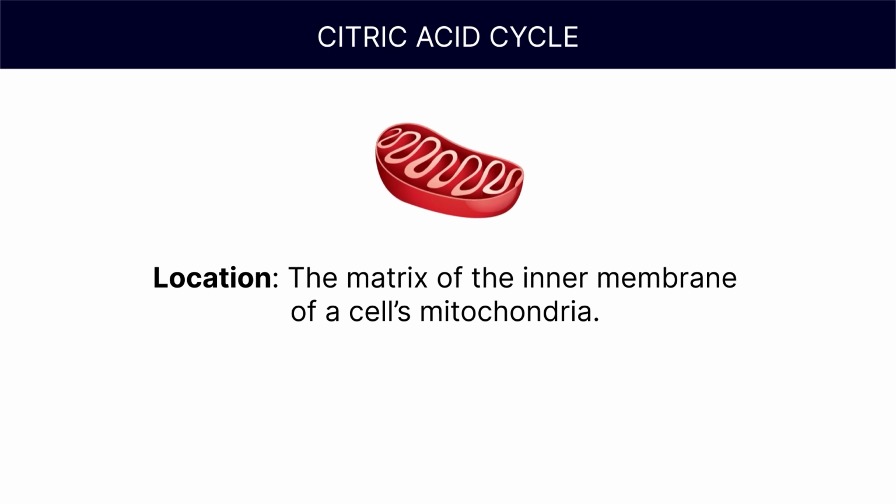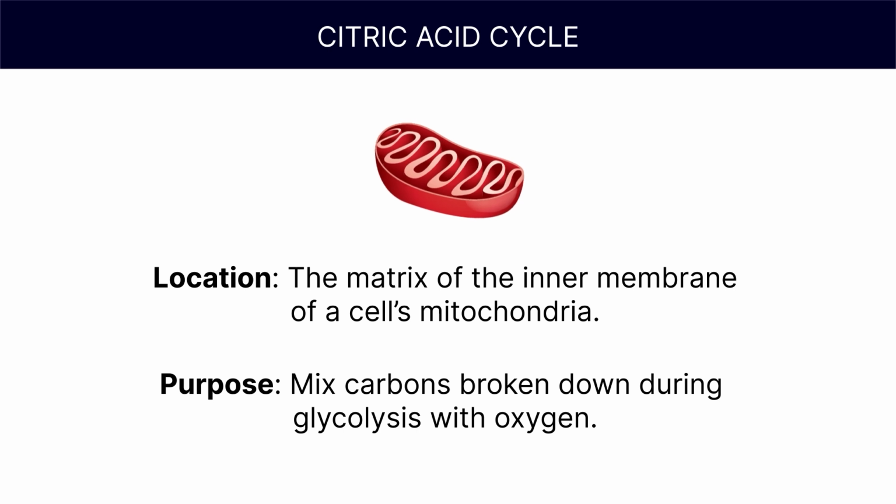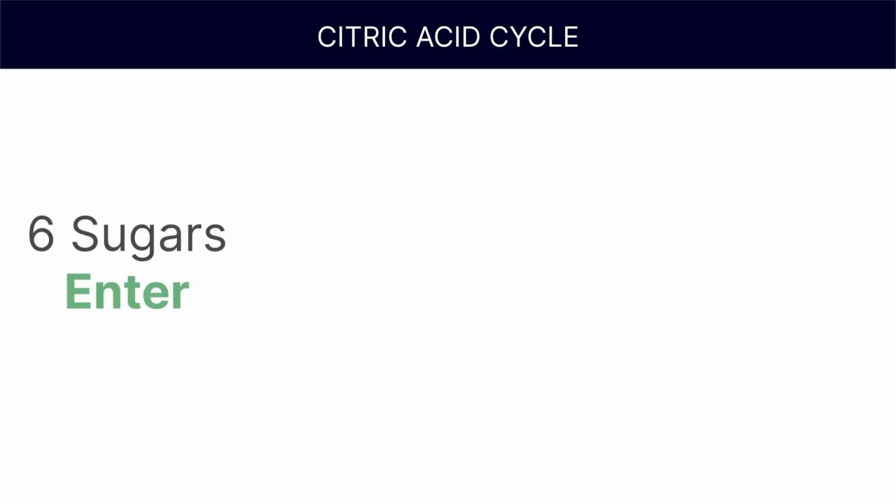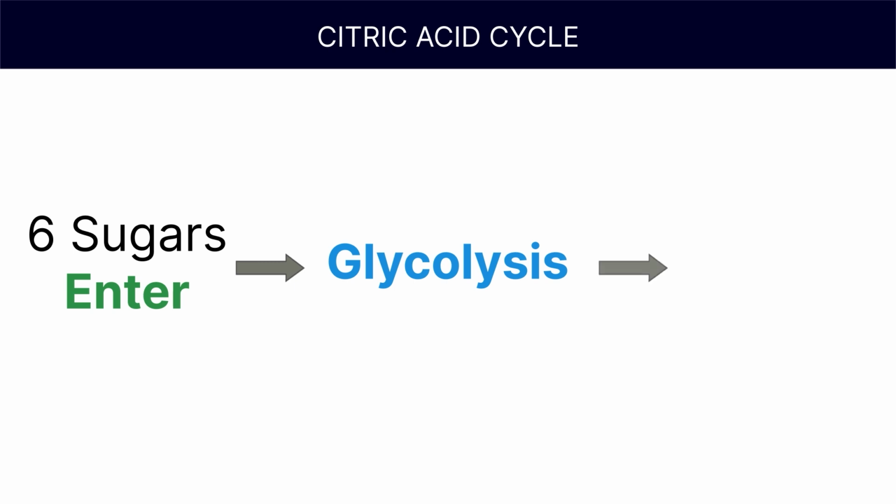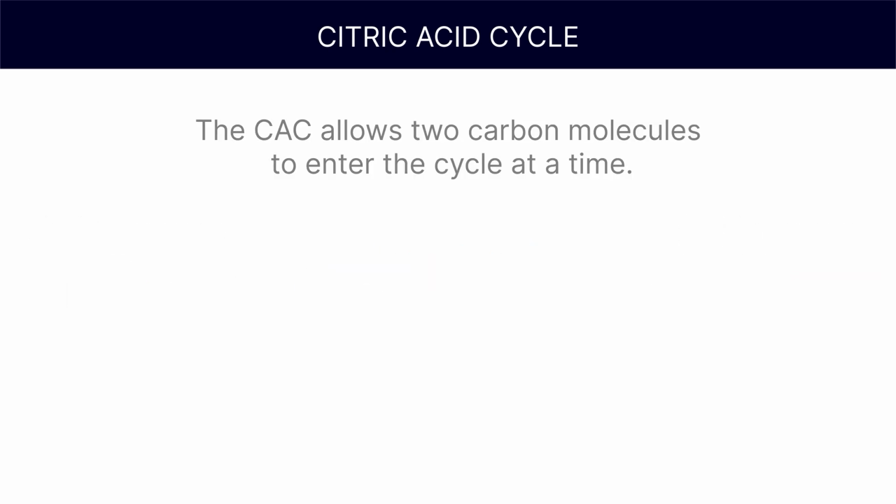The citric acid cycle, or the CAC, happens within the matrix of the inner membrane of a cell's mitochondria. Its purpose is to mix carbons broken down during glycolysis with oxygen. It completes the oxidation of the glucose sugars that started being processed during glycolysis. 6 sugars entered the respiration pathway at glycolysis, and a total of 6 must exit. The CAC allows 2 carbon molecules to enter the cycle at a time.